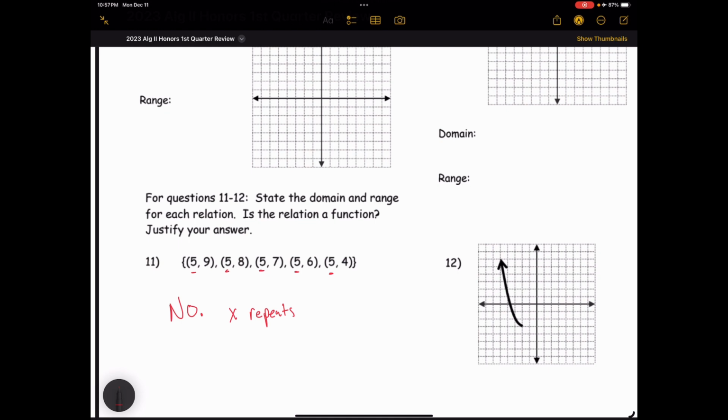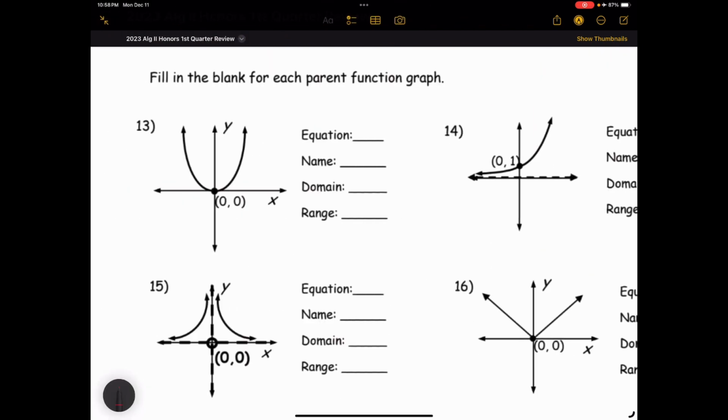Number 12, is this a function? Well, every x has a specific y value, and we call it the vertical line test. We draw a vertical line, and as long as the graph touches it once and only once, then it is a function. So we'll call this one yes, it is a function, and the reason is it passes the vertical line test. Vertical line test, VLT.